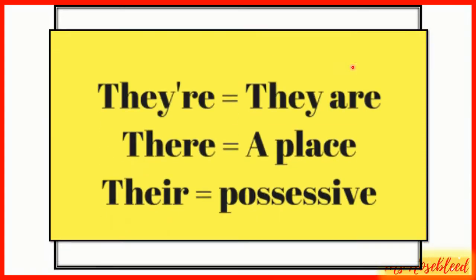Now, the last one is pretty much straightforward. It's they're, meaning they are. There is a place, and their is a possessive pronoun.